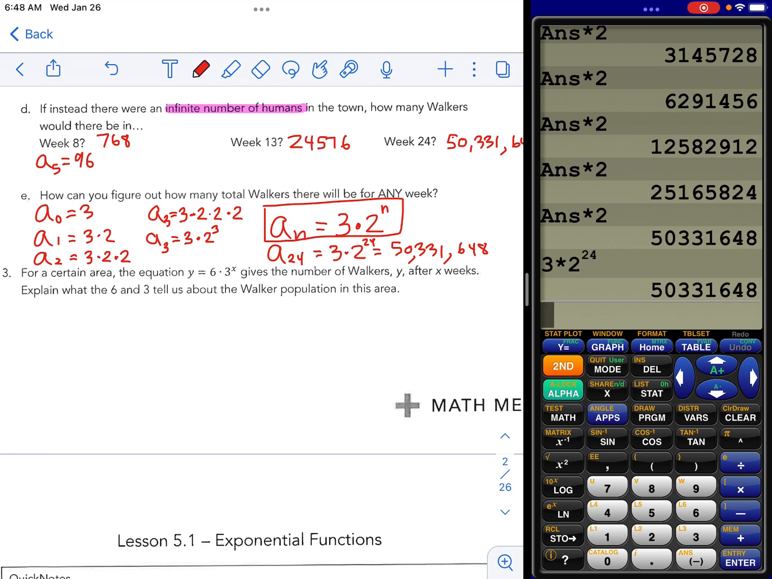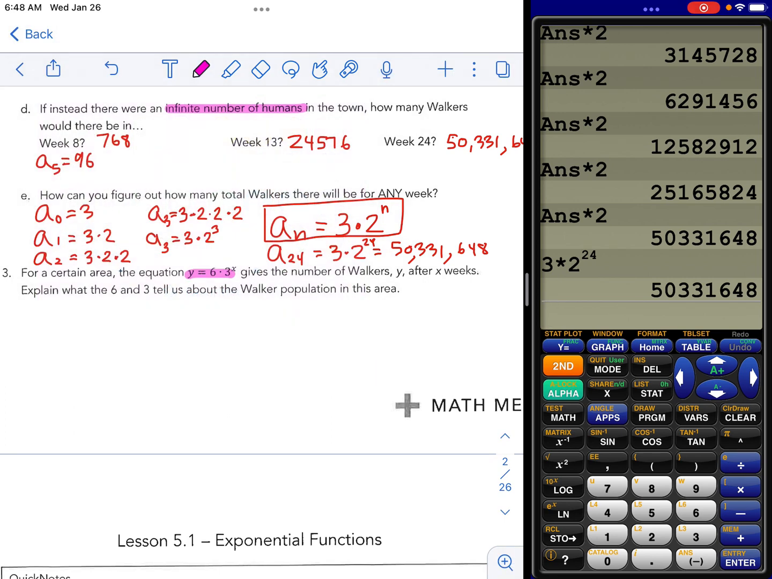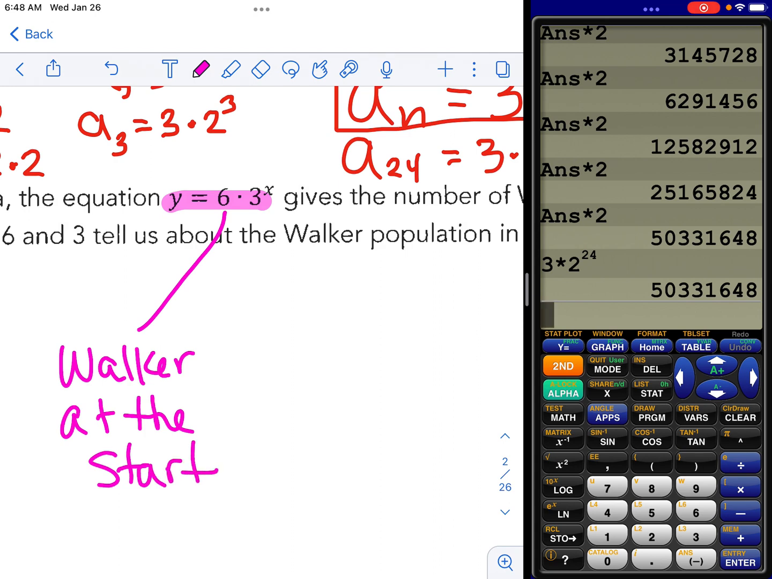So let's extend that now, because this is actually a function. If we look at this next statement, it says for a certain area, the equation is this, and it gives the number of walkers y after x weeks. Explain what the 6 and the 3 mean. Connecting it to the previous statement, this 6 must be the number of walkers at the beginning, the walkers at the start. So we started with 6 zombies.